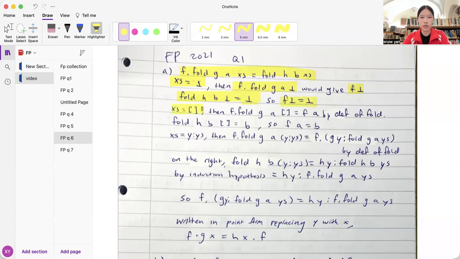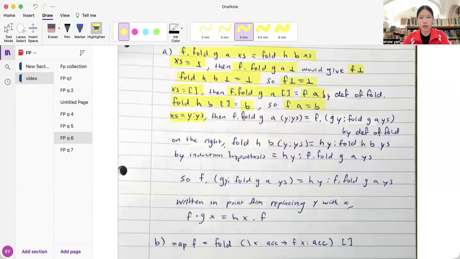The second condition is when we put in an empty list. The left-hand side would be f of a by definition of fold, and the right-hand side would just be b. So f of a is equal to b. In the third case, x's is equal to y : y's. We can use the definition of fold to extract out g of y on the left-hand side. On the right-hand side, we use the same definition of fold to have h y of fold of the remainder.